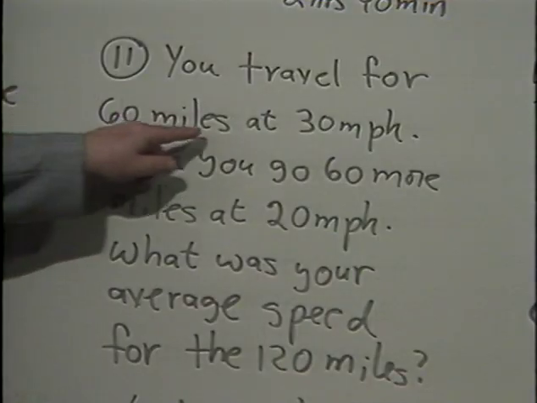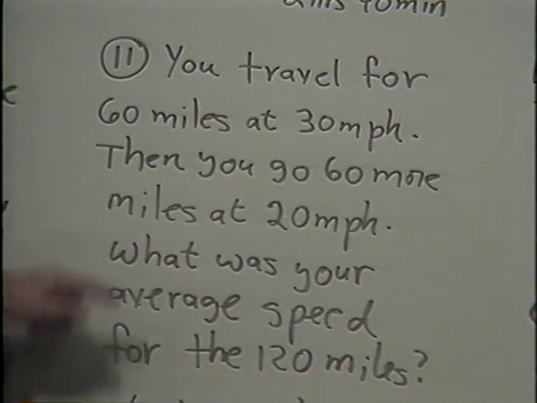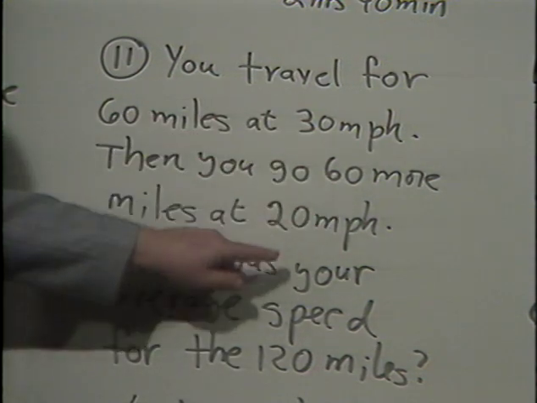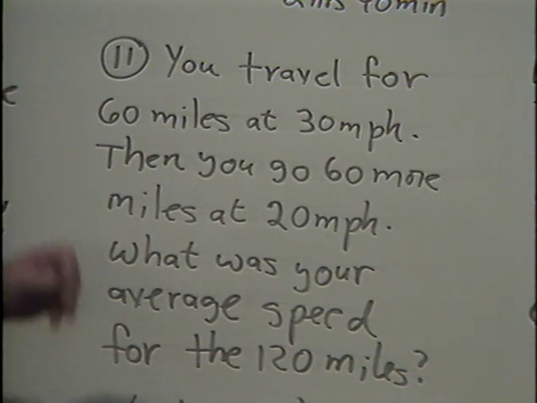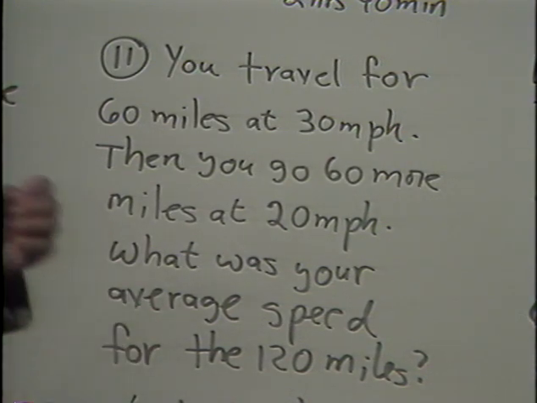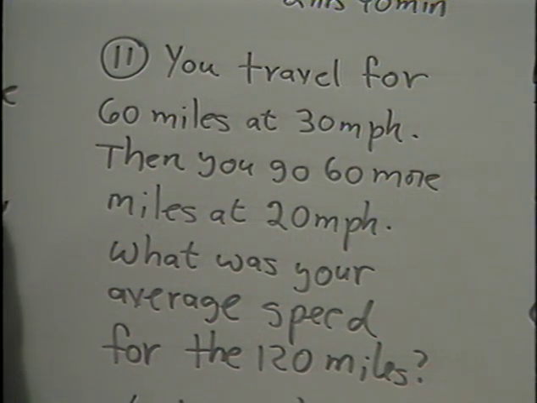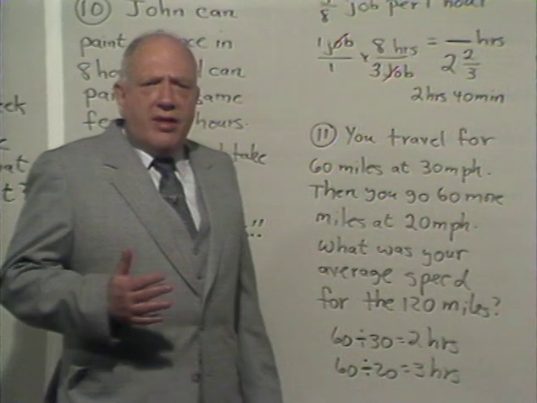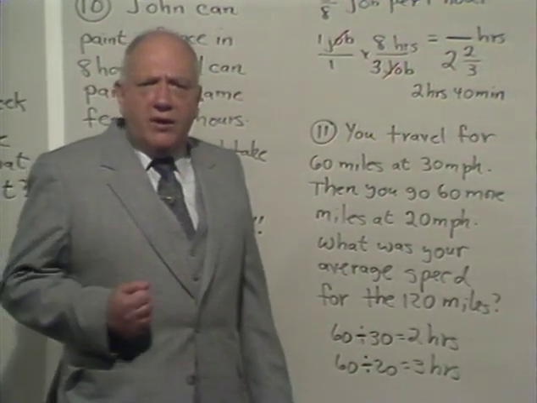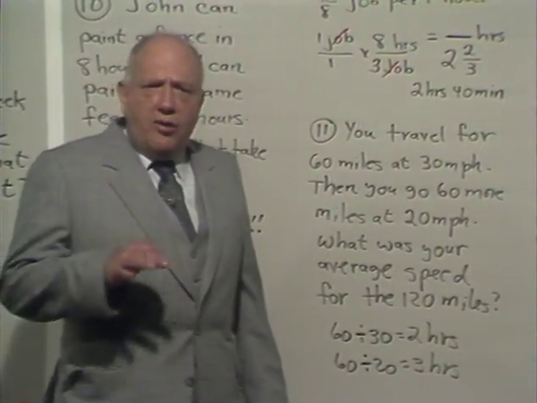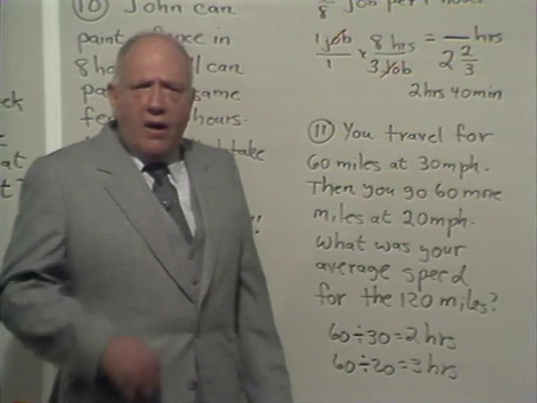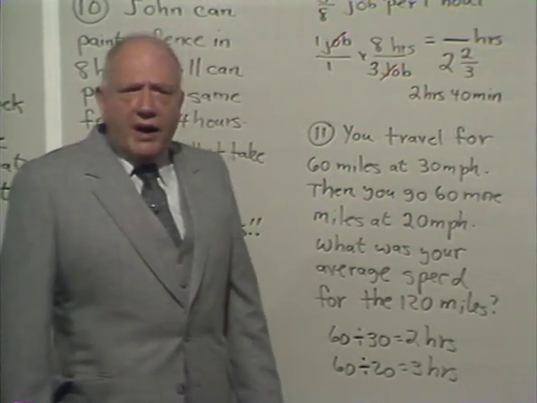You travel for 60 miles at 30 miles an hour. Then you go 60 more miles at 20 miles an hour. Okay? You went half the distance at 30, half the distance at 20. The question is, what's your average speed for the 120 miles? So you say, well, that's easy. I'll just average the 20 and the 30. That will give me 25 miles per hour. You can do that either with a calculator or without. But whichever way you do it, that's the wrong answer.